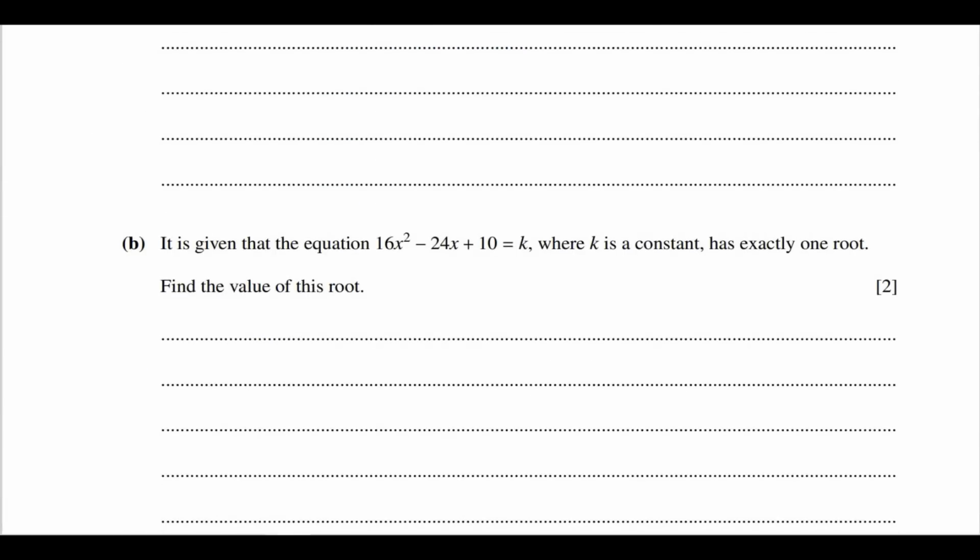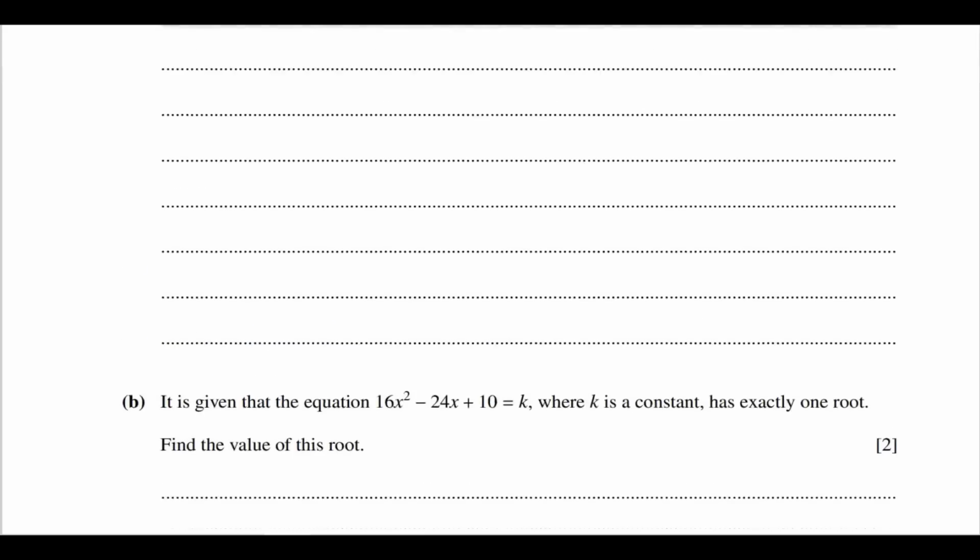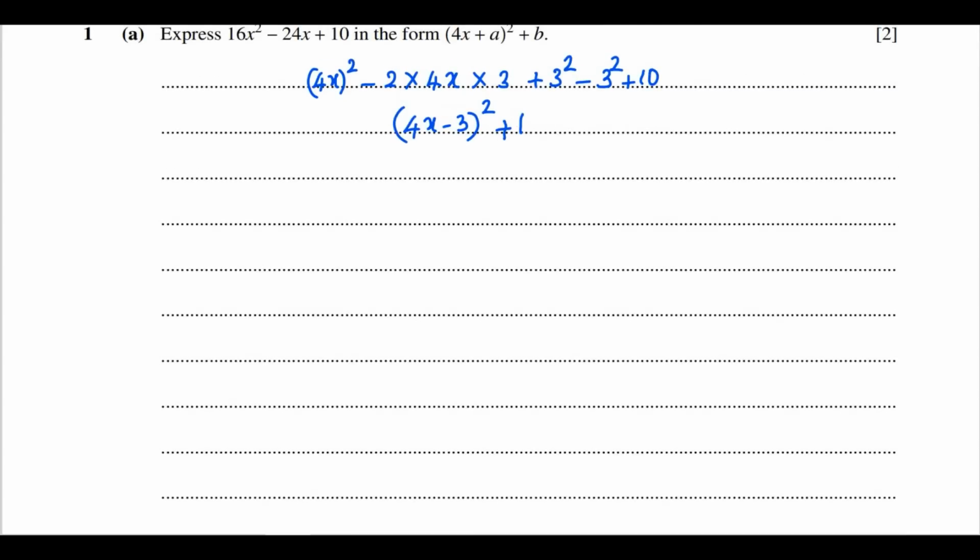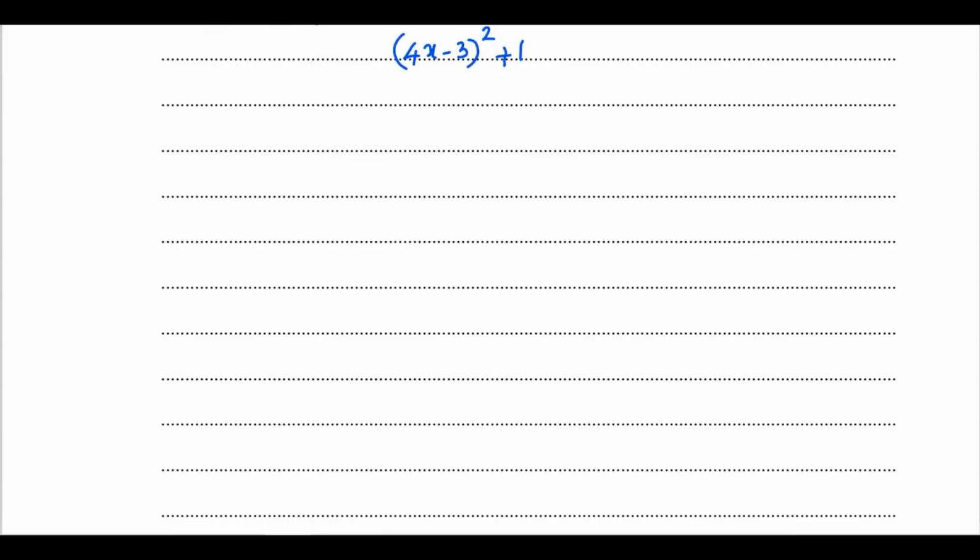So the next part of the question is: it is given that the equation 16x squared minus 24x plus 10 equal to k, where k is a constant, has exactly one root. Find the value of this root. Okay, it's given it has exactly one root. That means the square term will be equal to 0. So (4x minus 3) the whole squared should be equal to 0. Then only it will have one root. Okay, so the k value will be 1.